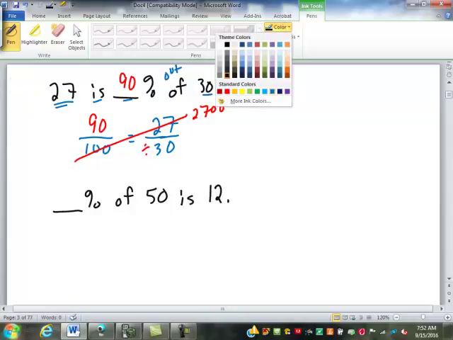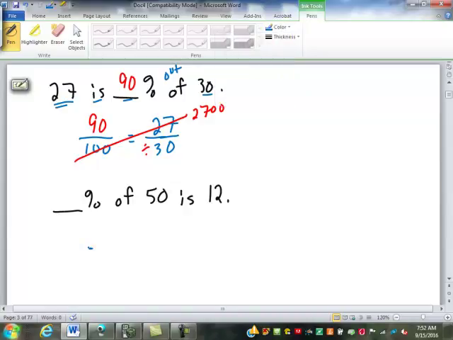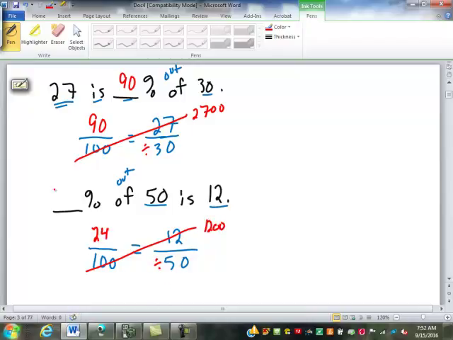So blank percent of 50 is 12. Again, even though I don't have the percent, I'm going to start with it. I put blank over 100. Now I have the 50 and the 12. 50 goes on bottom. Of 50, think of this as out of 50. The 12 goes on top. So it's the exact same setup as the one above. We'll cross multiply. 100 times 12 is 1,200. Divided by 50 is 24. 24% of 50 is 12.